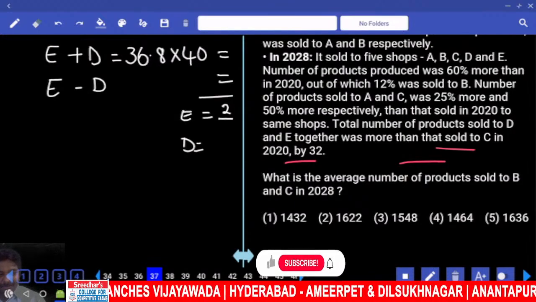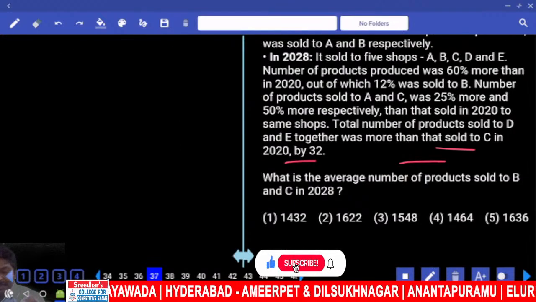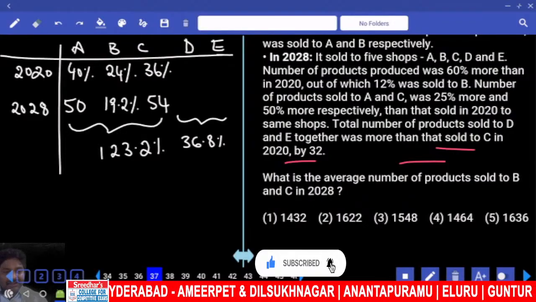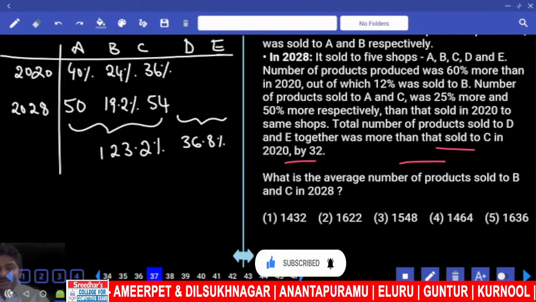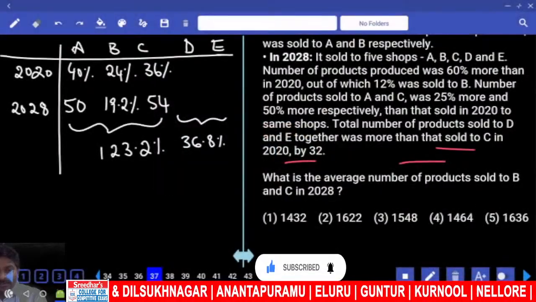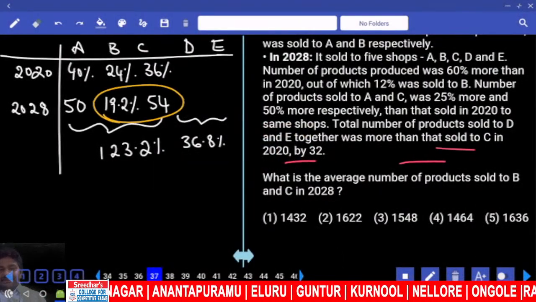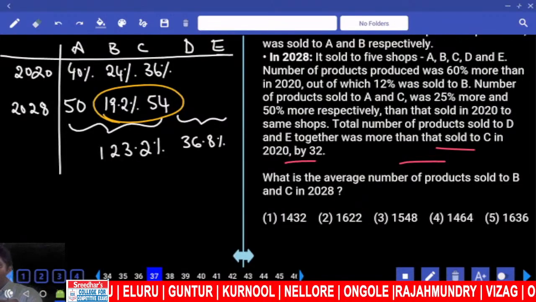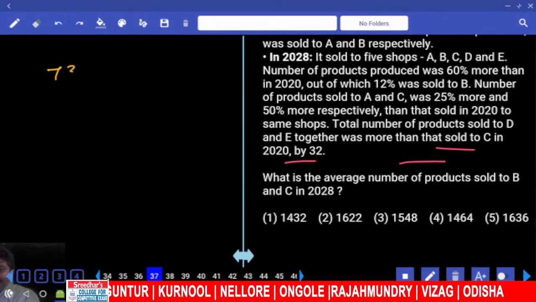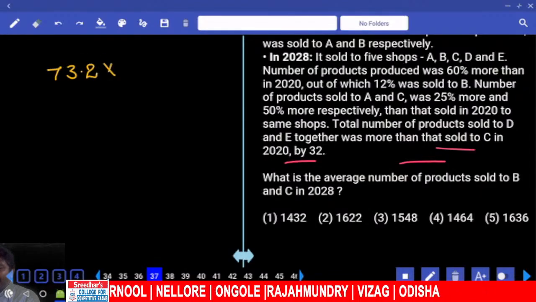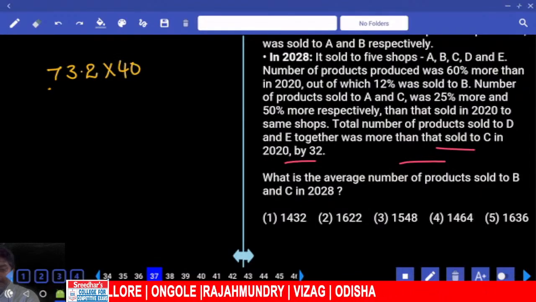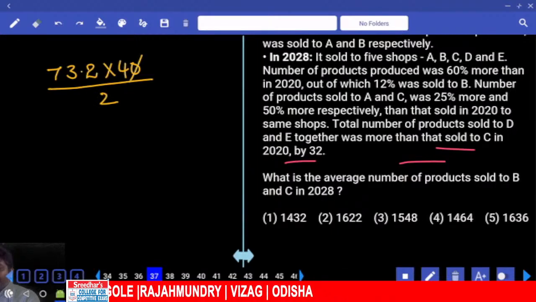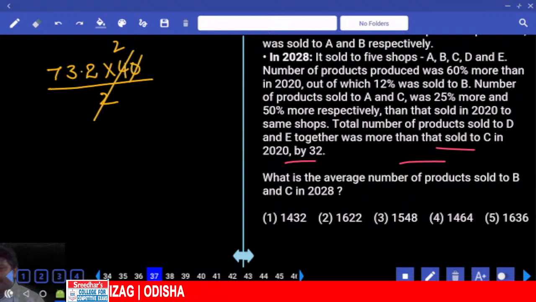What is the average number of products sold to B and C in 2028? Sum of these two numbers, 73.2%, where 1 percentage is 40. Question is about average. First of all, 0 and decimal cancelled. 2 times is 4. 1464 answer.